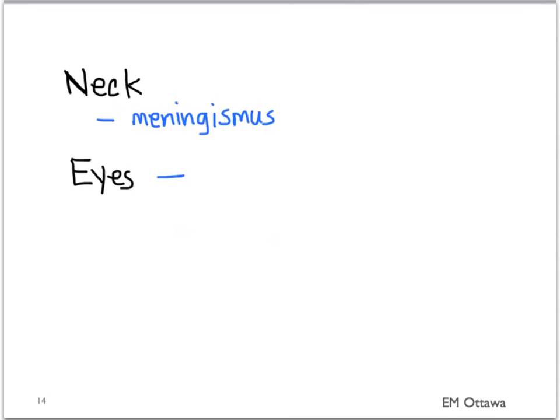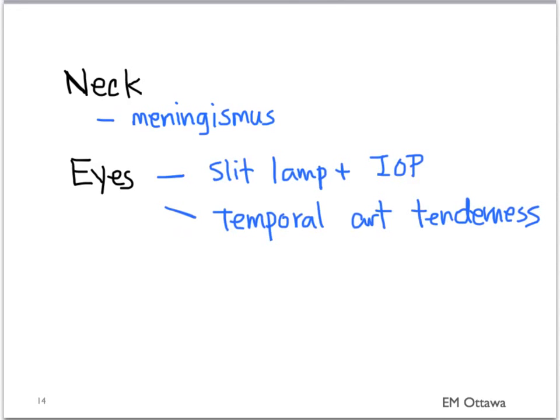For the eyes, if we're worried about glaucoma, a slit lamp exam and the measure of intraocular pressure should be obtained. We also want to feel the temporal artery to see if it's palpable or tender. Those will be the specific physical examination to examine for patients with headaches.